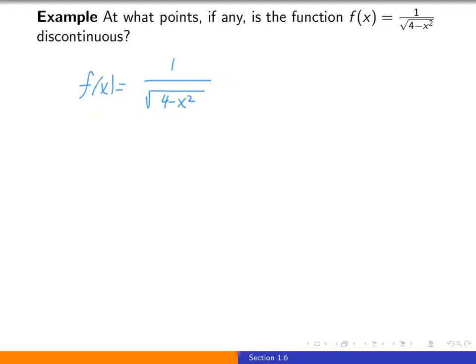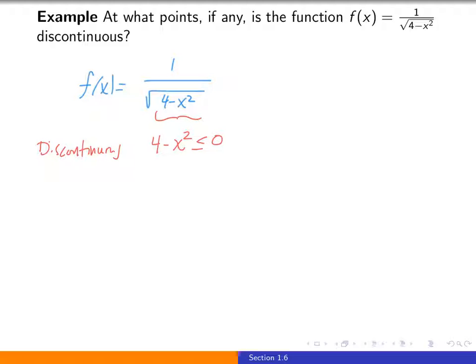And the only issues that we are going to have is that the 4 minus x squared, well, first of all, it's in a square root. And we cannot have a negative number inside the square root. So we will say discontinuous when 4 minus x squared is negative, because we cannot take the square root of a negative number. Additionally, that 4 minus x squared sits in the denominator, so it cannot be 0. So we need to know where is 4 minus x squared bigger than or equal to 0.